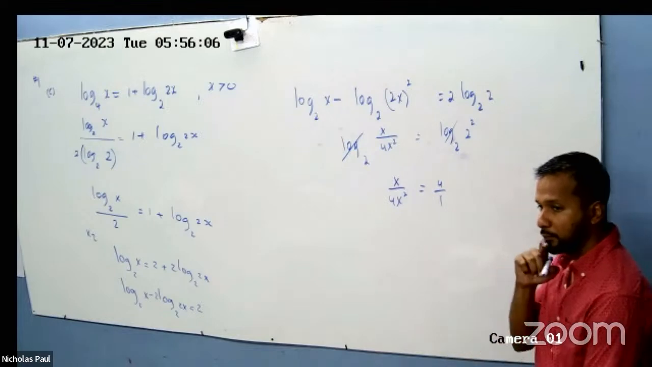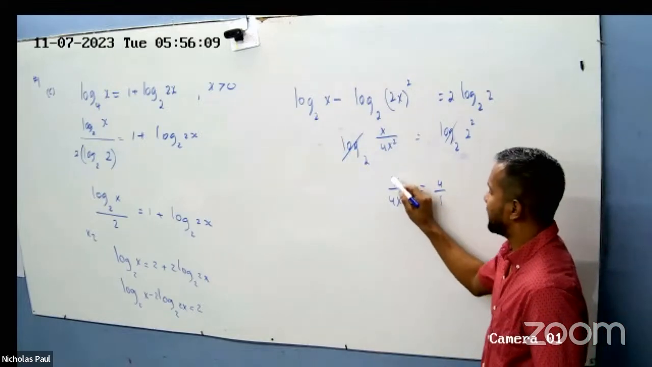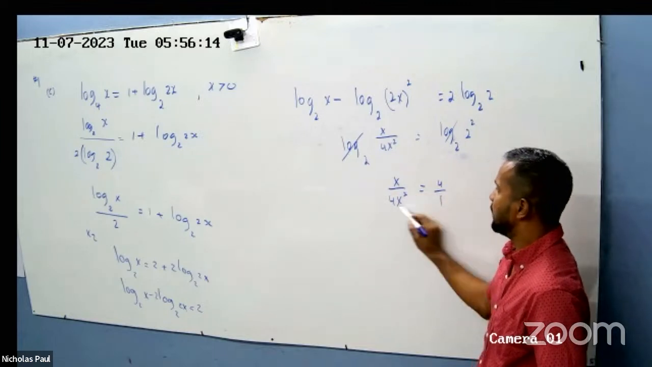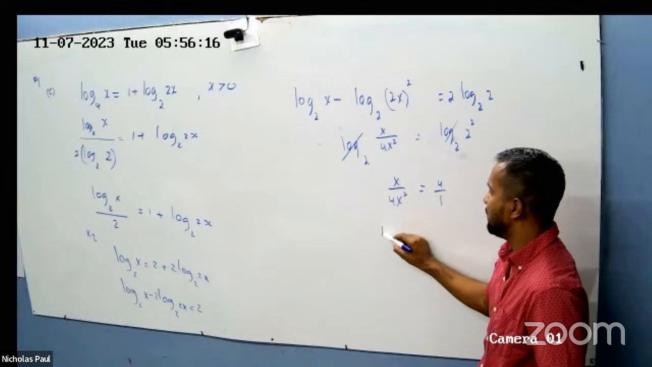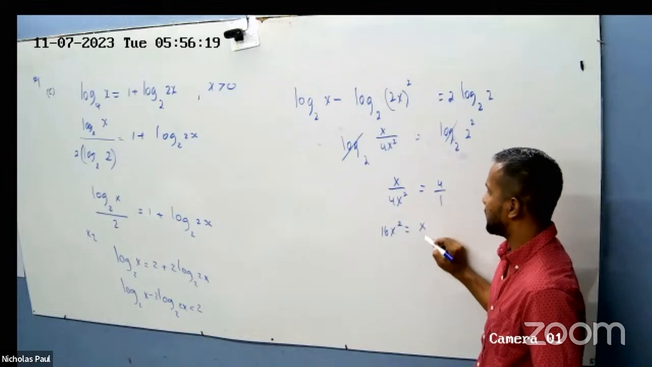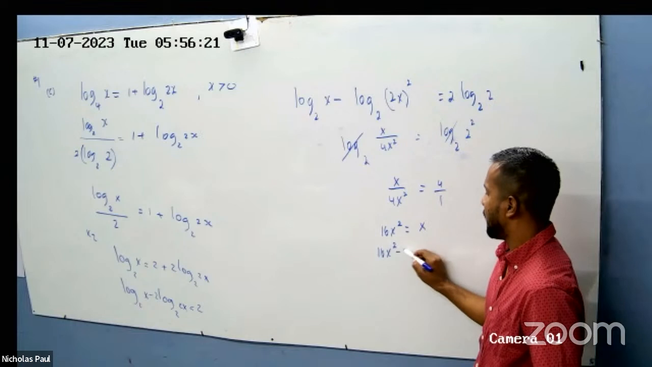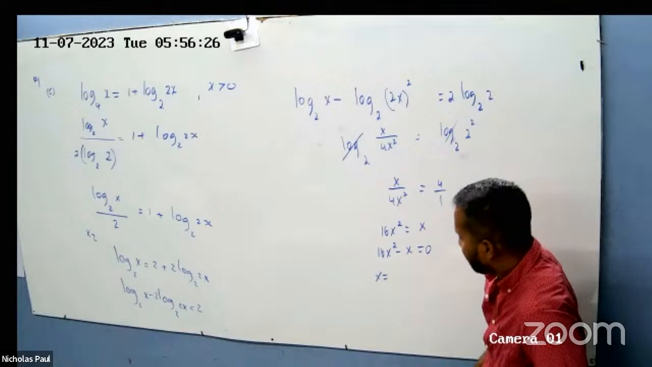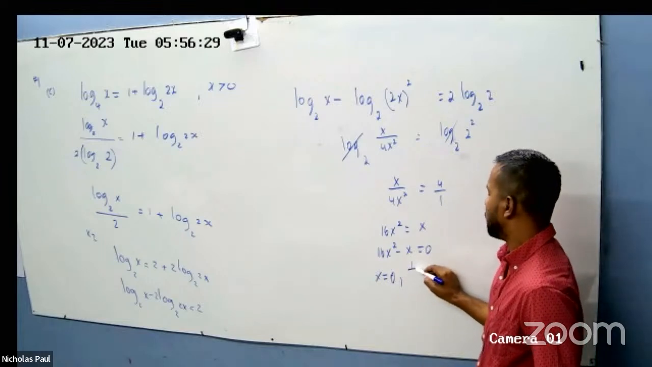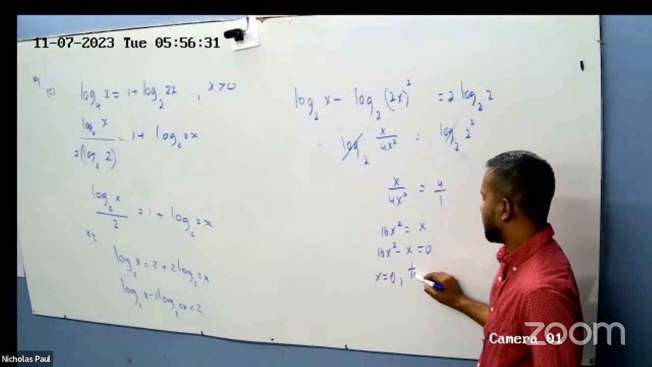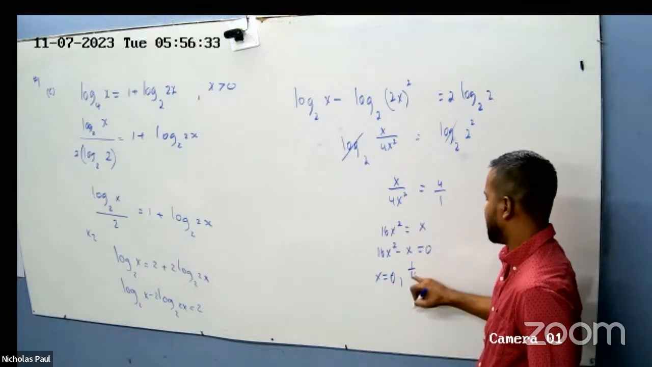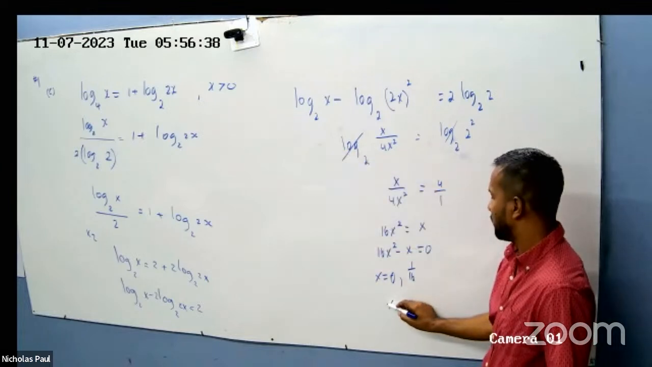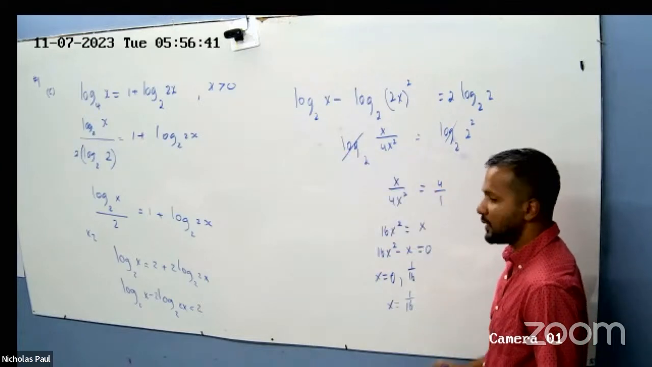Right? If you want, you can just cancel it up here. But I don't want to cancel up in case we lose a solution. So I'm multiplying it out, cross multiplying. I'll get 16x squared is x. I'll get 16x squared minus x is 0. When you solve this, you'll get x is 0 and x is 1/16. Right? But the question said x must be more than 0. So the only solution is x is 1/16.